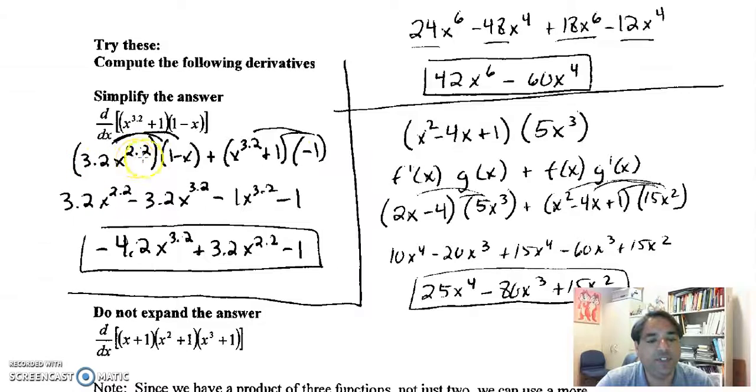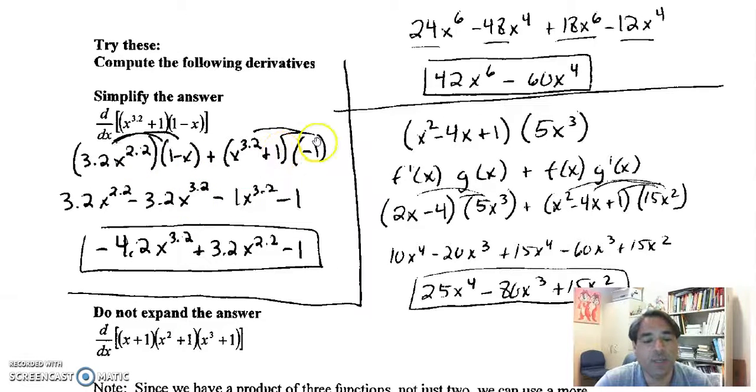So we have this derivative, but we need to clean it up. We need to simplify. So we're going to distribute the 3.2x raised to the 2.2 times the 1, then times the negative x, which gets us 3.2x to the 2.2 minus 3.2x to the 3.2. Remember, 3.2 times 1 is 3.2. Then we just bring down the x raised to 2.2. 3.2 times negative 1 is negative 3.2. And then x to the 2.2 times x to the 1, you add the exponents, x to the 3.2.